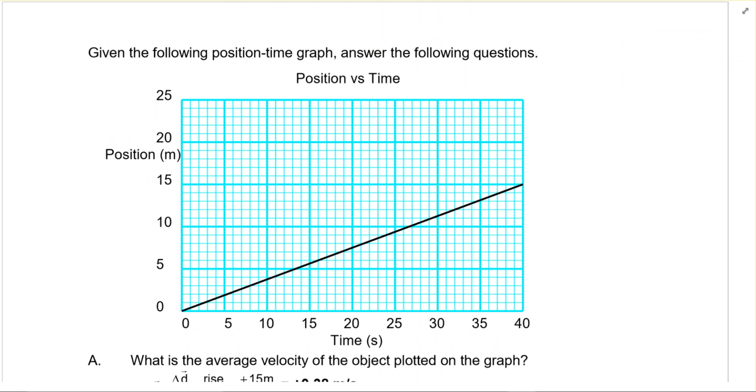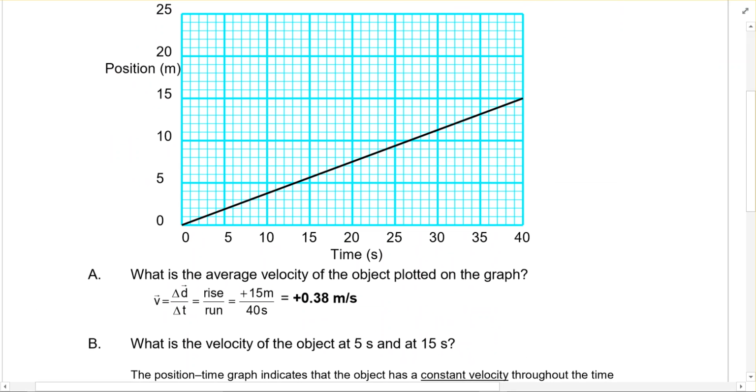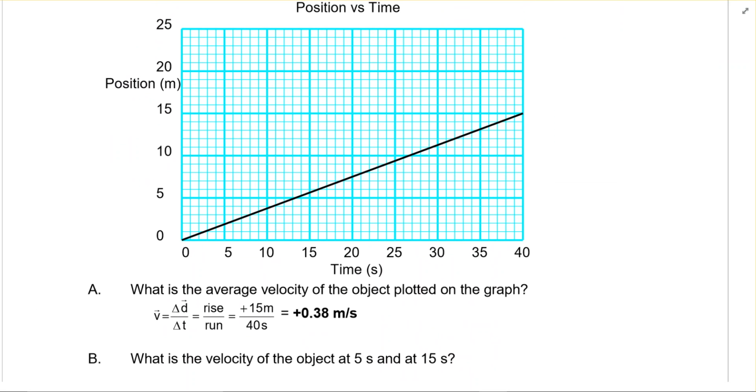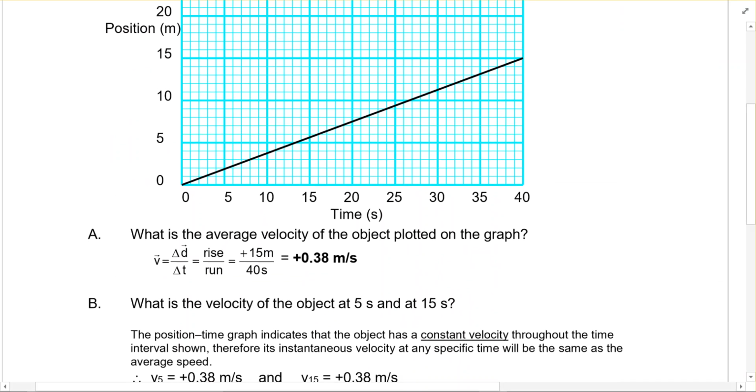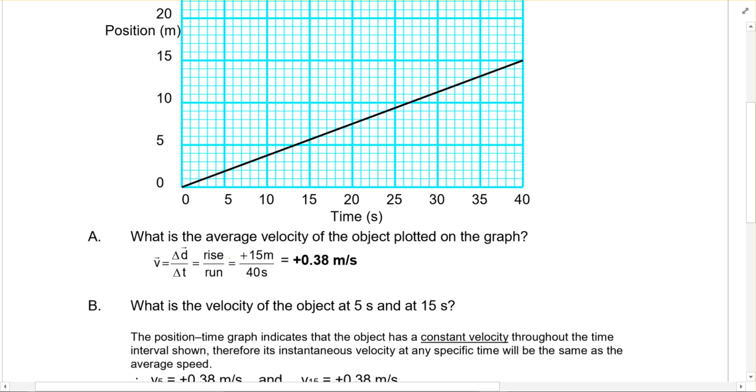So now I'm just going to go over a few general how to read and interpret graphs. It's still a position versus time graph. Part A says what is the average velocity of the object plotted on the graph? So average velocity is the rise over run. My rise was 15 meters. My run was 40 seconds, all the way across. So my average velocity is 0.38 meters per second, and positive because it's going up.